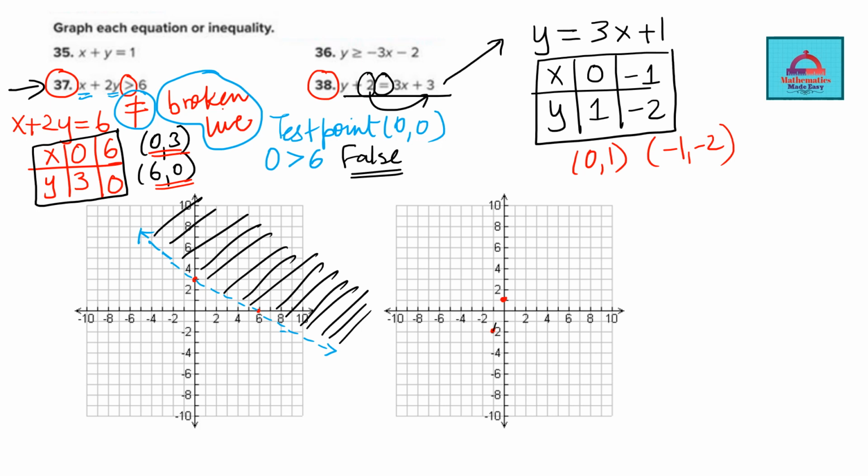So first join these 2 points and then extend them in this direction. So this is the graph of y plus 2 equal to 3x plus 3. So that completes your graph for question 38.